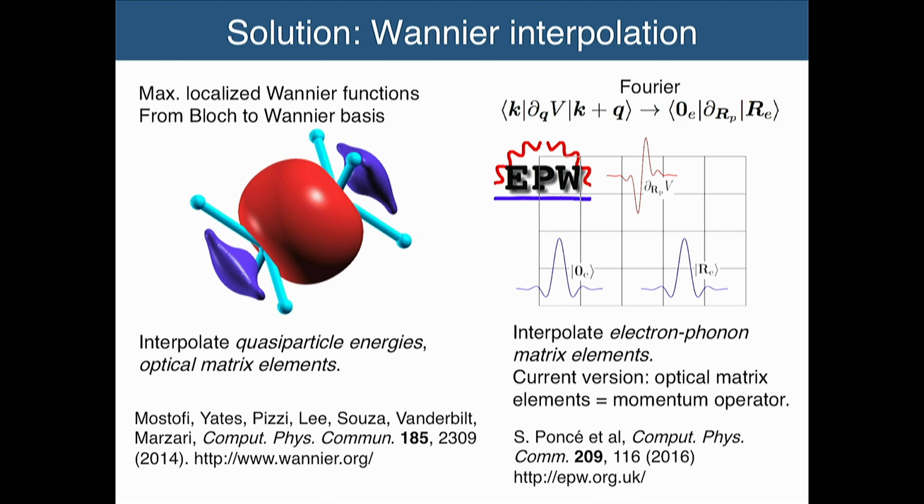So again, here we use maximally localized Wannier functions to convert to the localized basis. This way we can have a localized basis set that doesn't interact in the long range, and we can use it to interpolate energies and optical matrix elements. That's what happens in Wannier90. But the power of EPW is that it can also do the same thing for the electron-phonon coupling matrix elements.